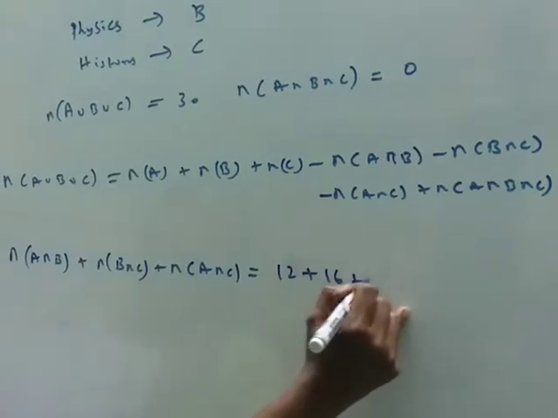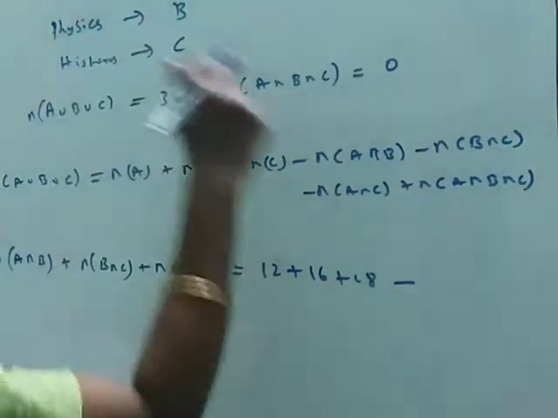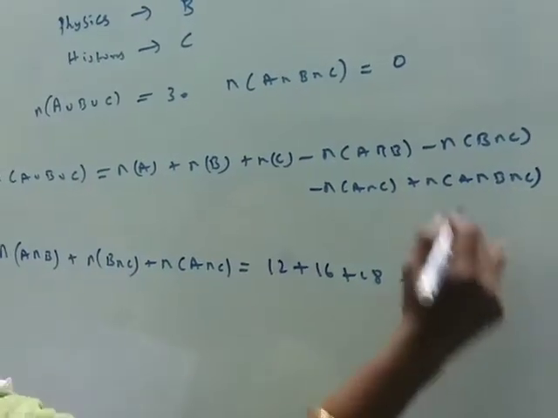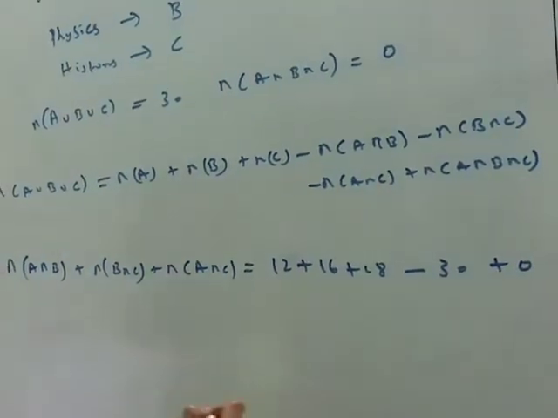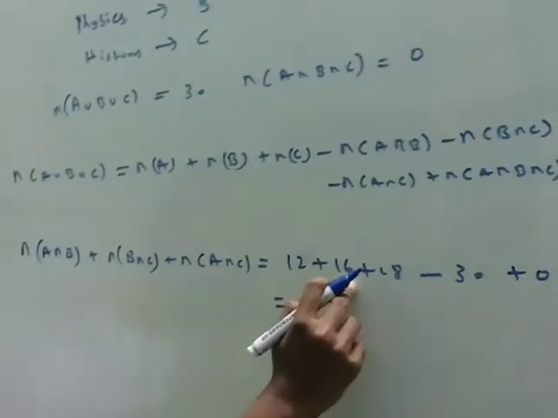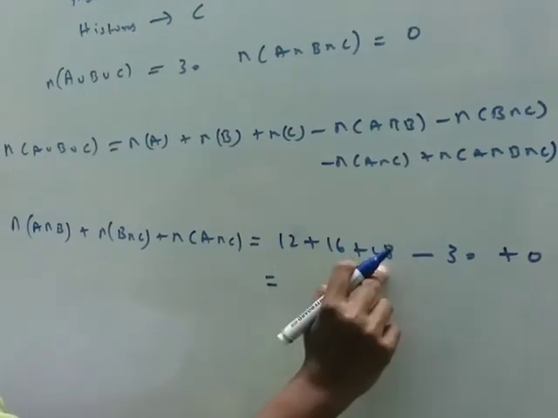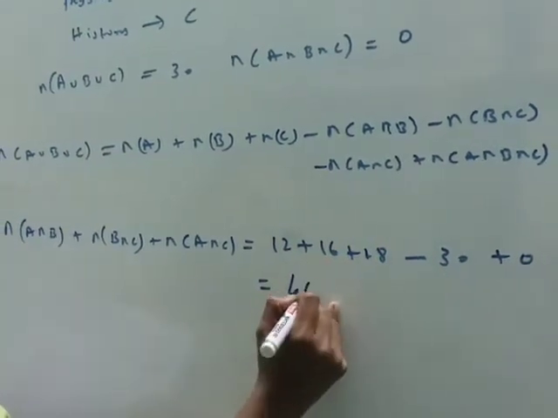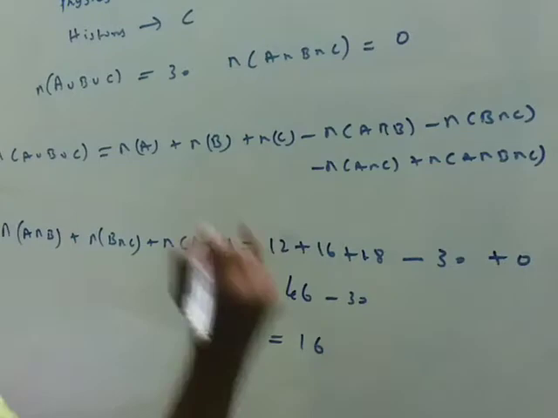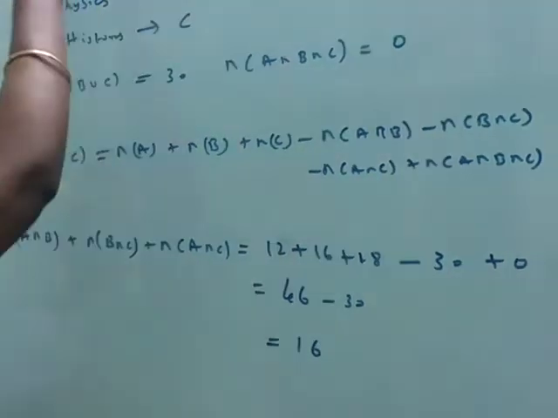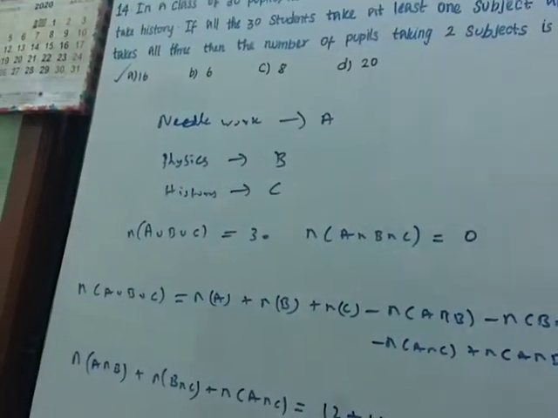12 plus 16 plus 18 minus n of A union B union C which is 30. And here n of A intersection B intersection C is 0. So here getting 28, 38, 46. 46 minus 30, answer 16. So the number of people taking 2 subjects, the answer will be 16. Okay ma? Is it clear?